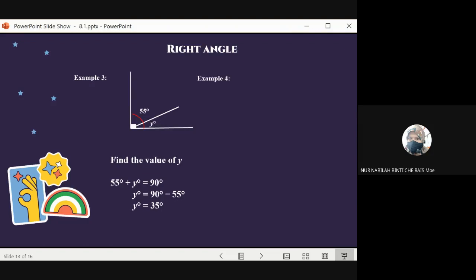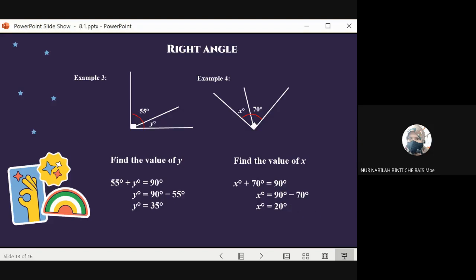Okay, example 4. You have it like this. This one is also 90 degrees. So you know this is 90 degrees. We want to find the value of x. So how to find the value of x? x plus 70 is 90. We know 90, so you move to the back. So x equals 90 minus 70, so x equals 20. Okay, this is for right angle.